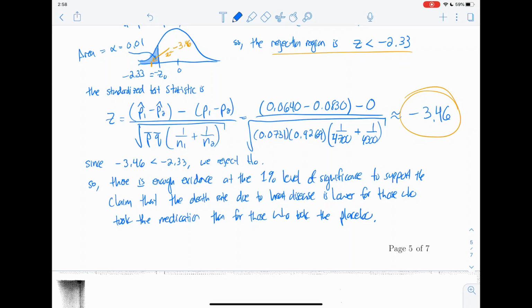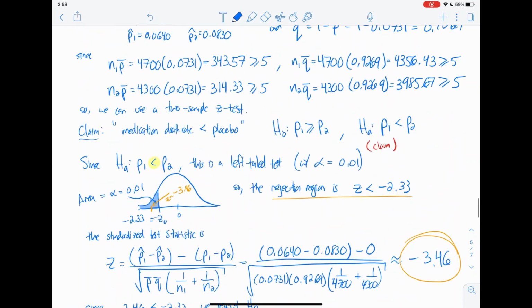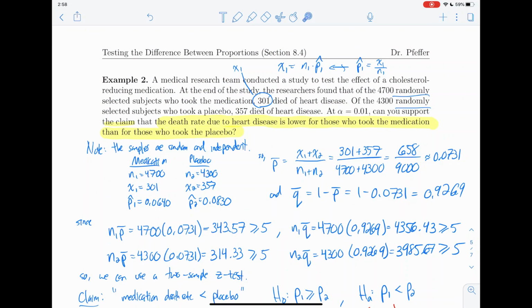So it turns out that we can support this claim, which is pretty good for the medical research company that hired the researchers, right? That means that their sampling here is actually indicative of a larger observation within the population. And so that means that they have really good statistical backing for the success of their medicine.